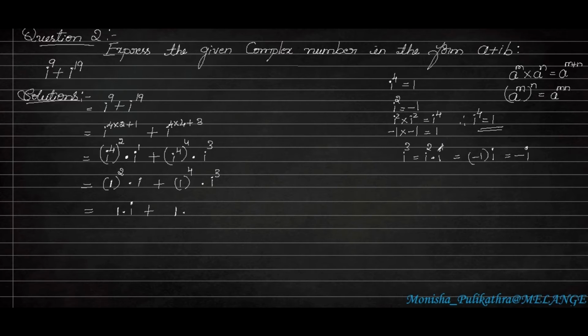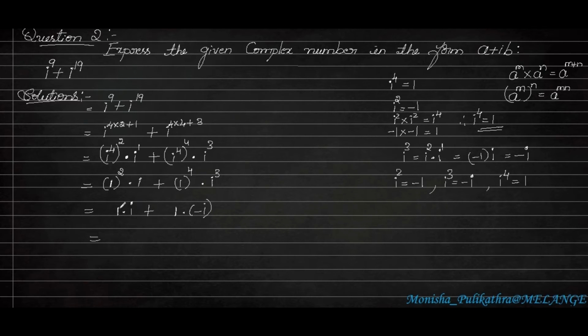So these things you have to keep in mind. First one is I square is always equal to minus 1. I cube is always equal to minus I. And I4 is always equal to 1. I square is minus 1, I4 is plus 1, I3 is minus I. So this I to the power of 3 will become minus I.